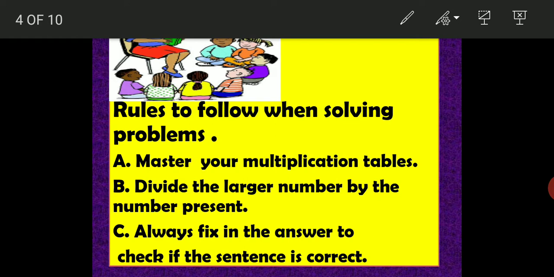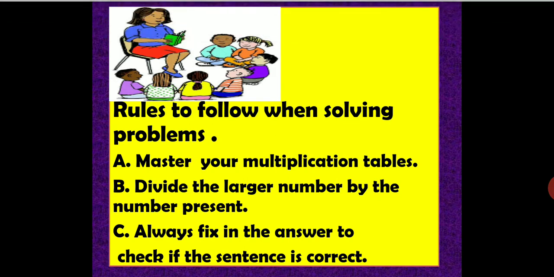So you divide. After dividing, the last rule says that you must always fix in the answer to check if the sentence is correct. We did this same rule in addition sentences and in subtraction sentences. So it's easy to always check now. Same rule applies here. Now let's move ahead to the examples.